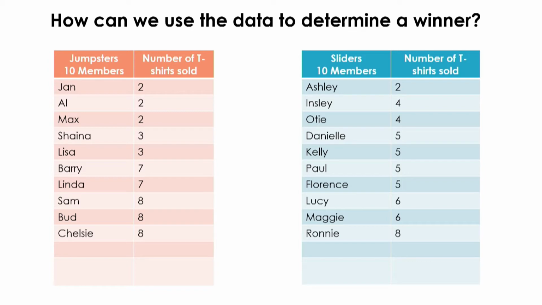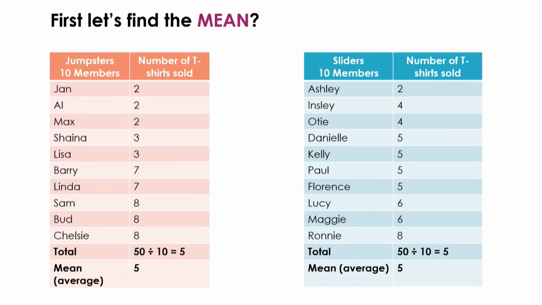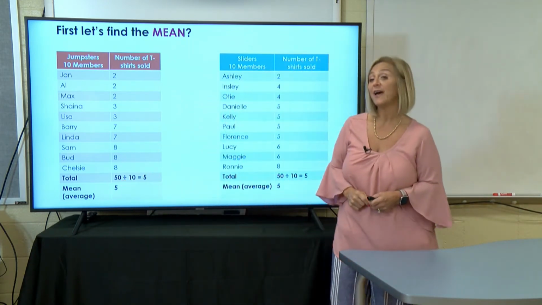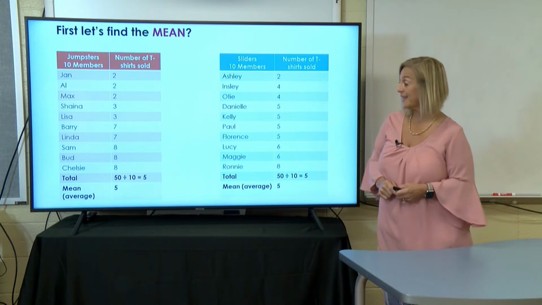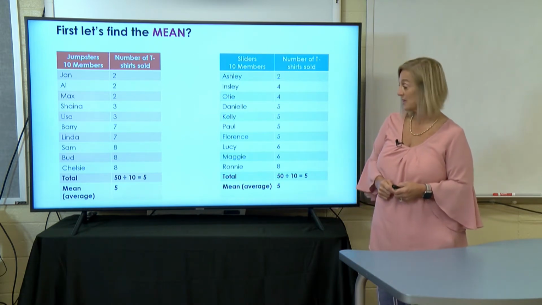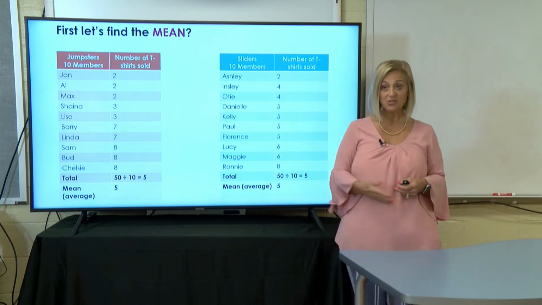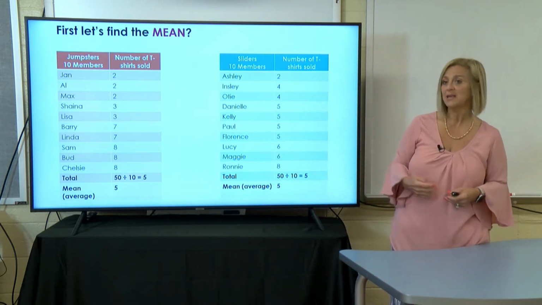If you look at the T-shirts sold, that looks pretty consistent. But in order to determine a winner, we need to find the average T-shirt sales. So let's look at the average of both of these. If we add up all of the T-shirts of the Jumpsters, we see that the Jumpsters sold 50 T-shirts. If we divide that by the number of members, we get 5 T-shirts each. That means they had an average, or a mean, of 5.